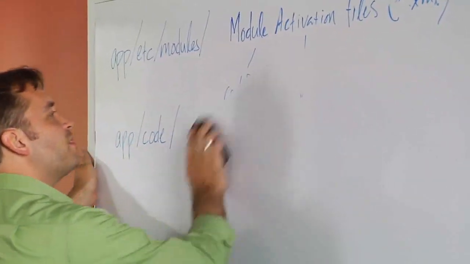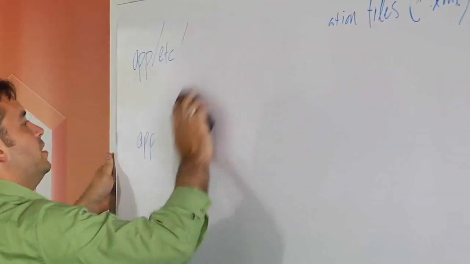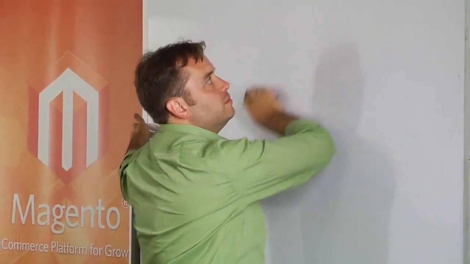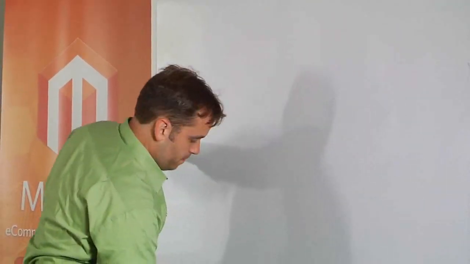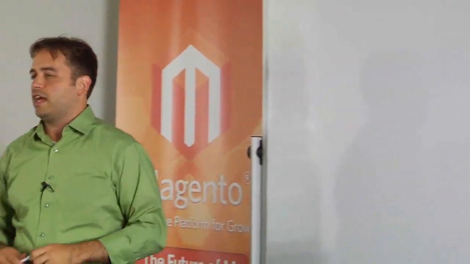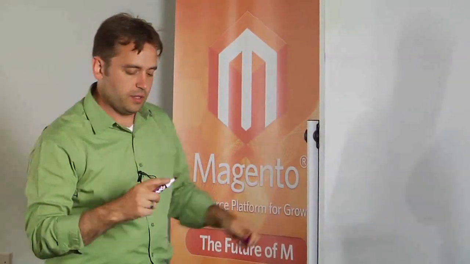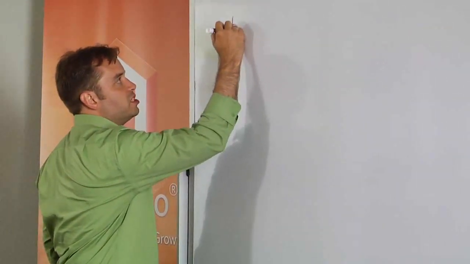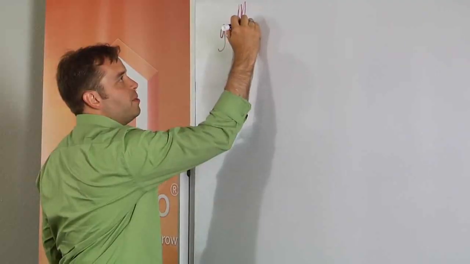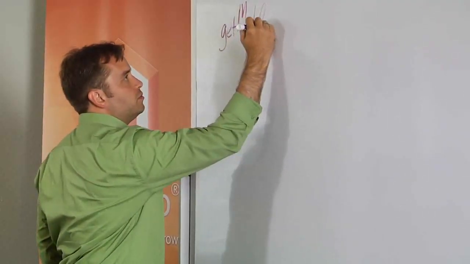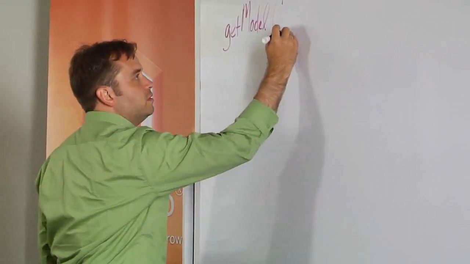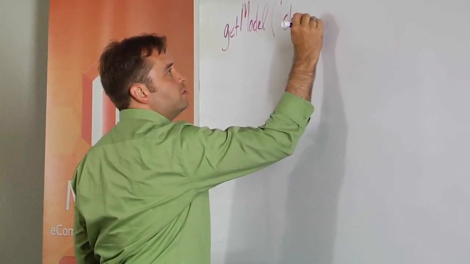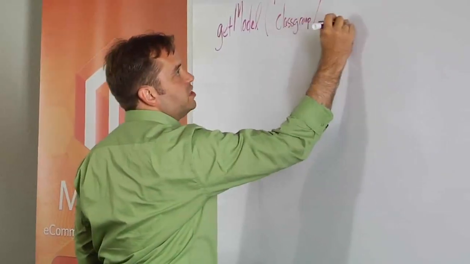And in different contexts, you'll see different methods or syntaxes for instantiating models using the factory methods. This is not a complete list. So you can have Mage get model, and then class group, something.